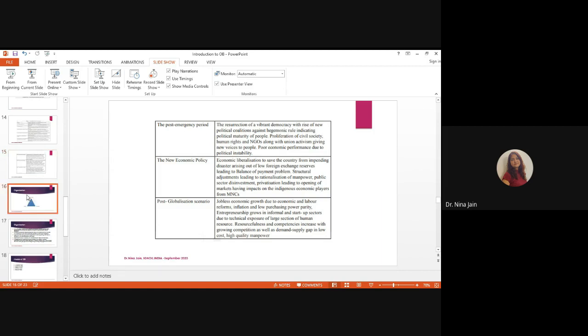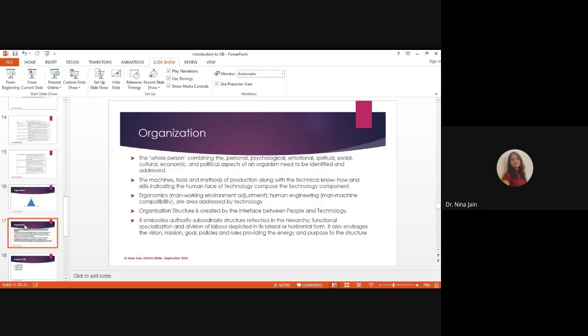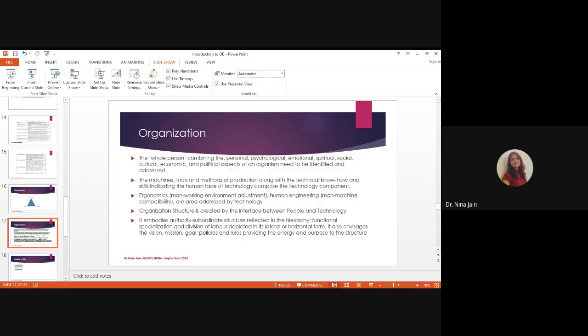Let's move to one more thing I want to say about organization. There are three things: people, structure, and technology, which are a part of organization. What we talk about with people here is the whole person, which is a combination of personal, psychological, emotional, spiritual, social, cultural, economic, and political aspects of an individual, which need to be identified and addressed in the organization. We are not talking about an incomplete person, we are talking about the whole person.